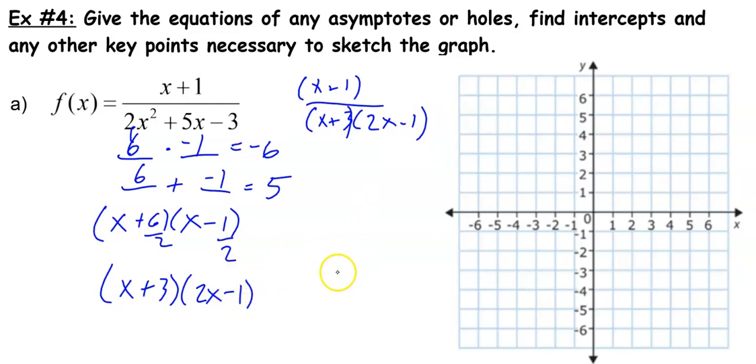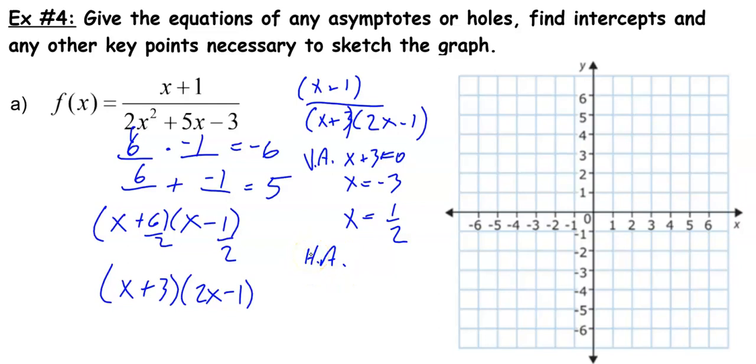Now let's find our asymptotes. We are told there is a vertical asymptote every time the denominator gives me a 0 on the bottom. So we are going to have vertical asymptotes at x plus 3 equals 0, so a vertical asymptote at x equals negative 3, and we're going to have a vertical asymptote at x equals 1/2.